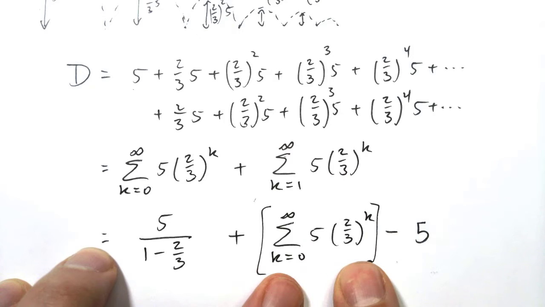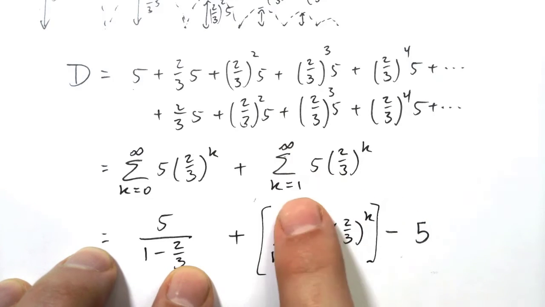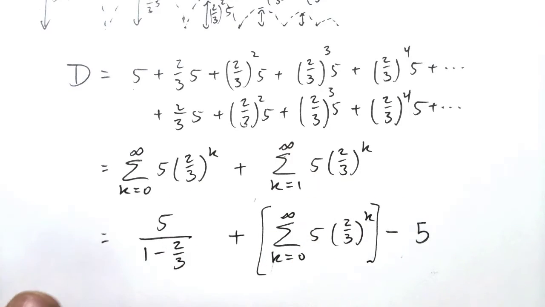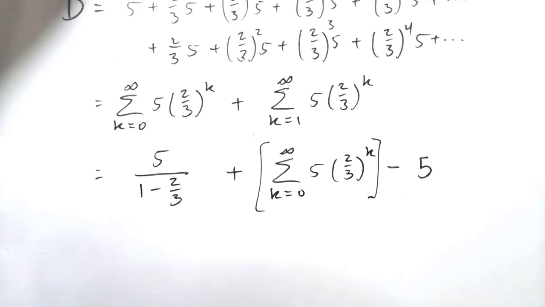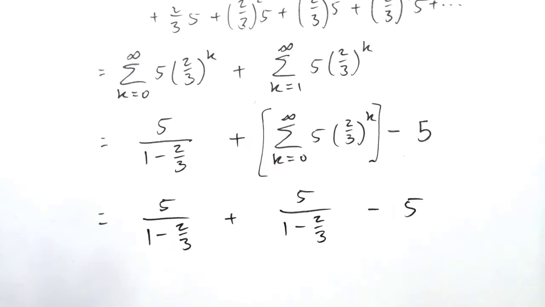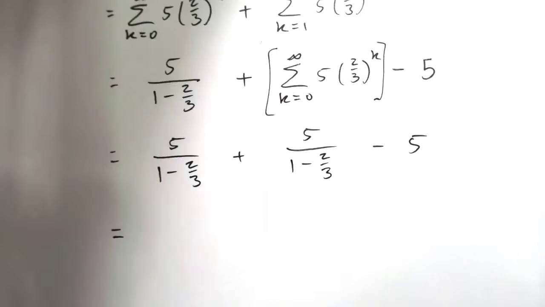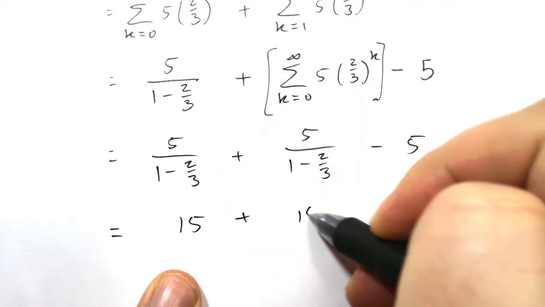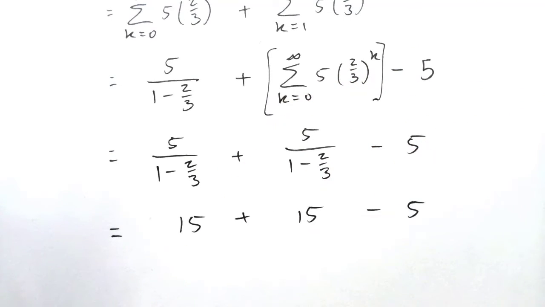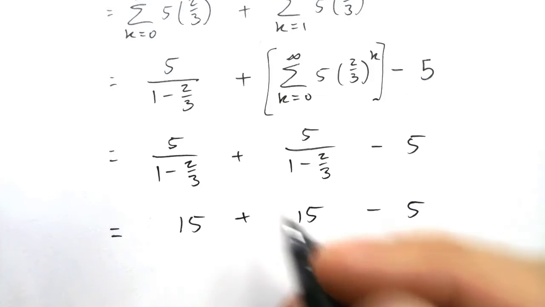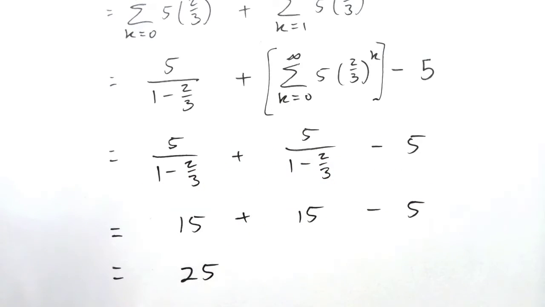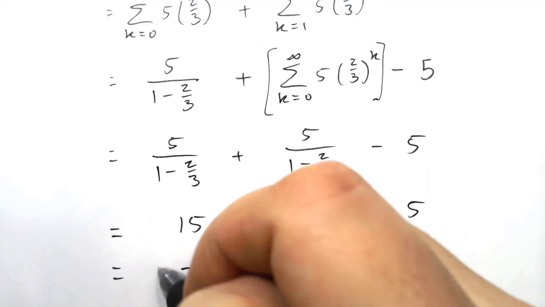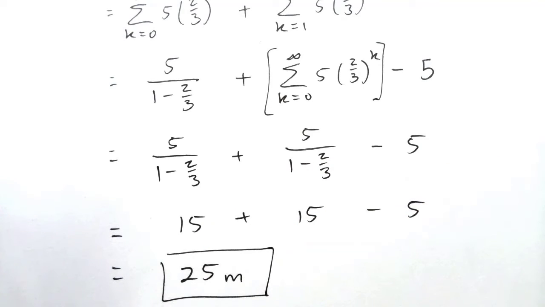But now that we see that they are the same, we have a formula for this, same formula we used for that one. So let's apply that formula. And we can simplify everything now. 1 minus 2/3 is 1/3. 5 divided by 1/3 is 15. 15 plus 15 minus 5 is 25. And the units that we're using here are meters. And so we have answered our question. The ball will bounce a total of 25 meters.